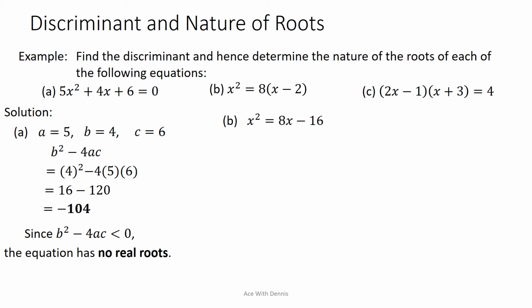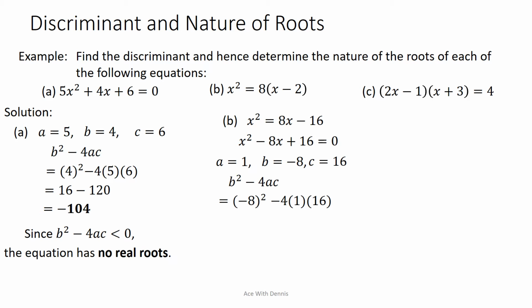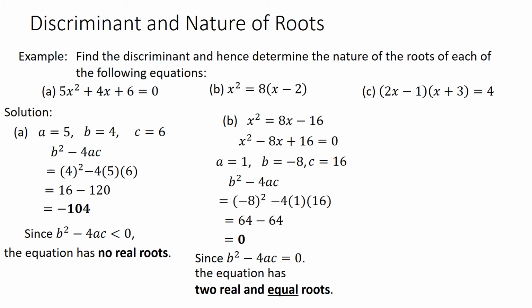For B, we need to expand and rearrange the equation. The equation becomes x squared minus 8x plus 16 equals 0. a is 1, b is negative 8, c is 16. And b squared minus 4ac becomes negative 8 squared minus 4 times 1 times 16, and the answer is 0. Hence, we can say that since b squared minus 4ac is equal to 0, the equation has two real and equal roots.